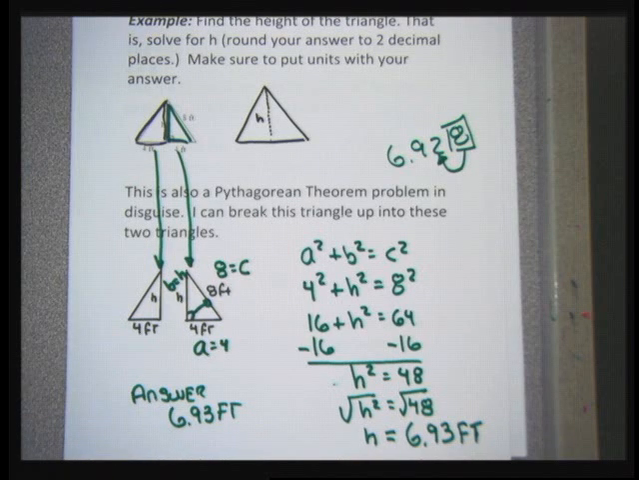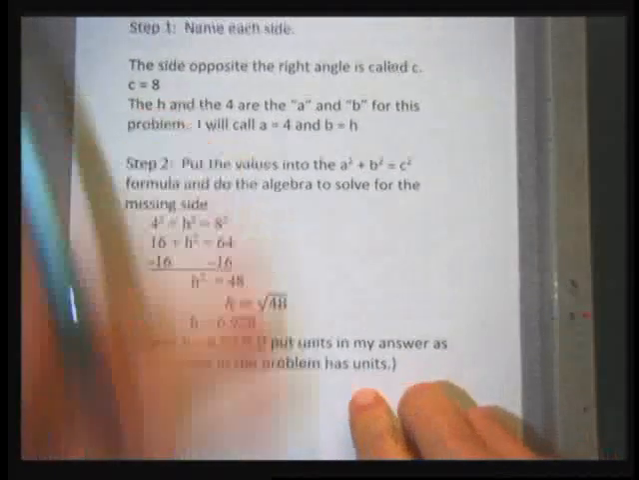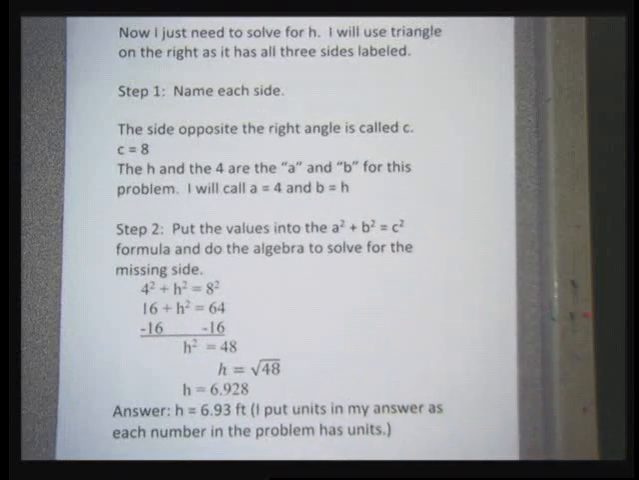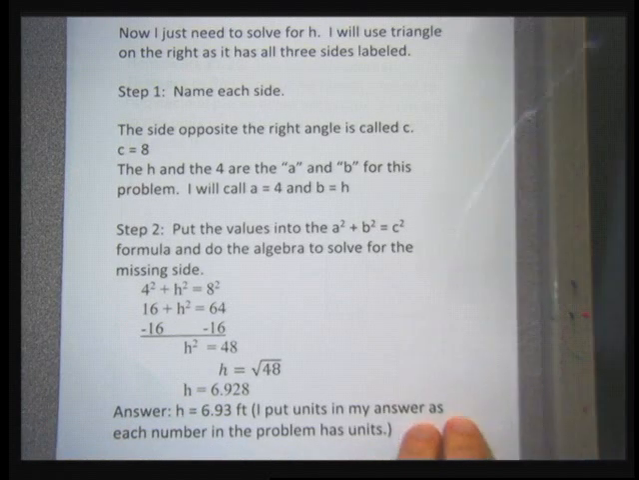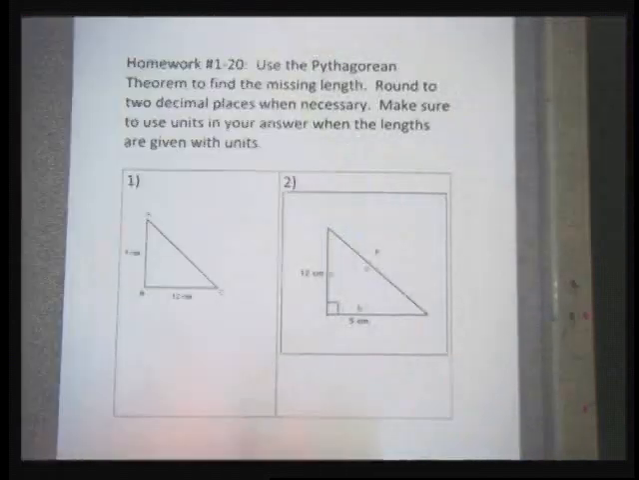Hopefully this is feeling like not an overwhelming section. You may have done this all in some other class. And this whole next page is just the math that I just did on the last page. And if you read through that, I did exactly the same thing. I did 4 squared plus h squared equals 8 squared, solved it, square rooted, rounded, put units in my answer. So this page I just talked through on the last page. Now we're ready for the homework.